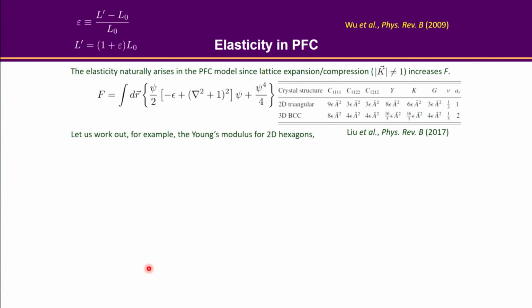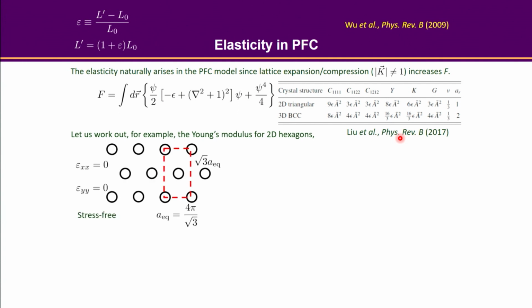Okay. So, to really have a feeling for how to get all those numbers, let's work out one example, at least conceptually. For example, let's work out the Young's modulus for these 2D hexagonal lattices.